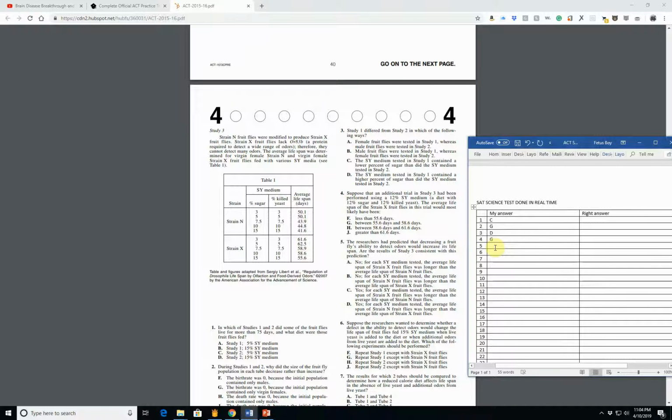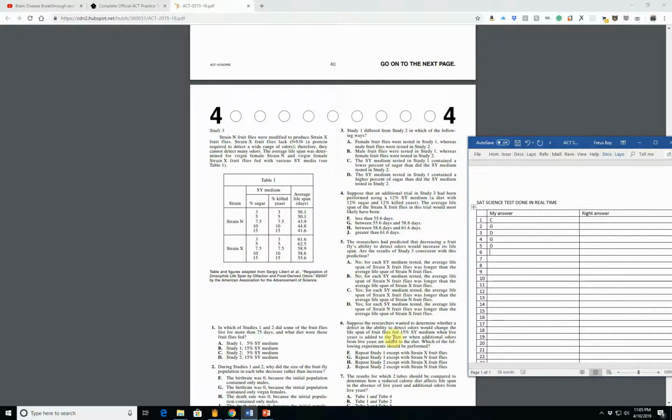The researchers have predicted that decreasing a fruit fly's ability to detect odors would increase its lifespan. Are the results of study 3 consistent with that? Yes, it is, because even with a high level SY, okay, pretty much every level from 3 to 15 goes with the N, it's 50 to 41, and 61 to 55. So the higher level it is, the more likely these things are to die young. So yes, for each SY, it would have to be strain N was longer than strain X, so it would be D.